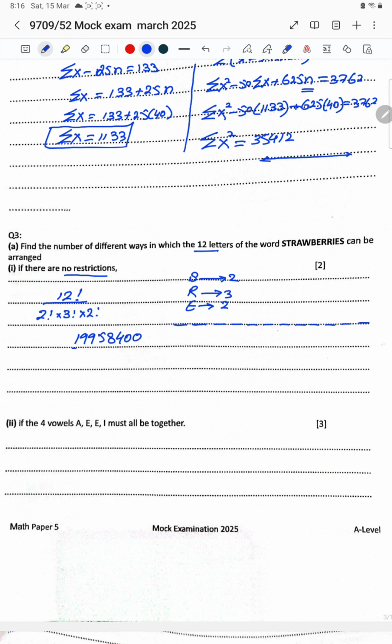1995840. This is the number of different arrangements of this word consisting of 12 letters. This word consisting of 12 letters we can arrange if there is no restriction. This is the one of the answer, 2 marks.